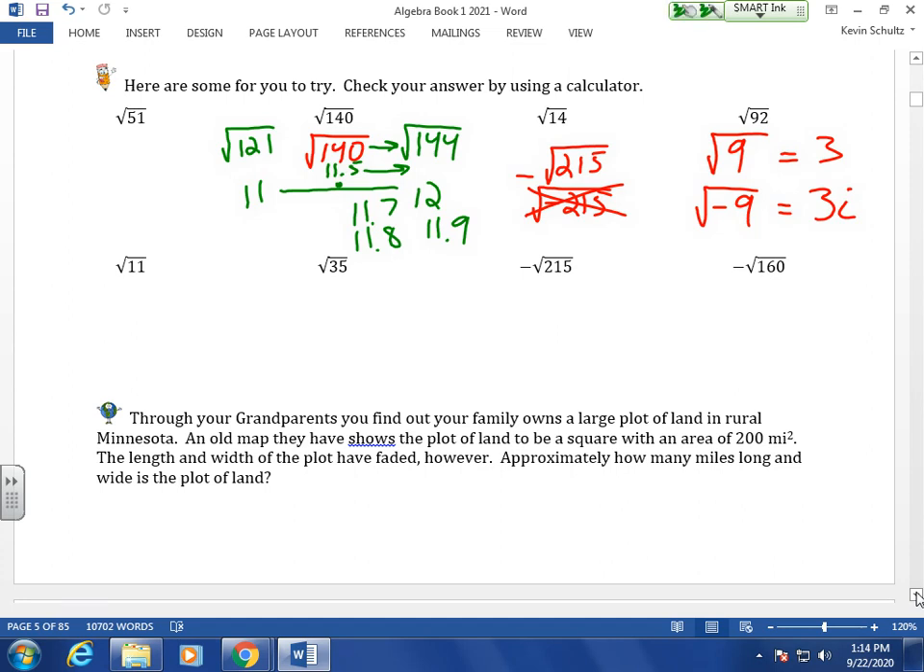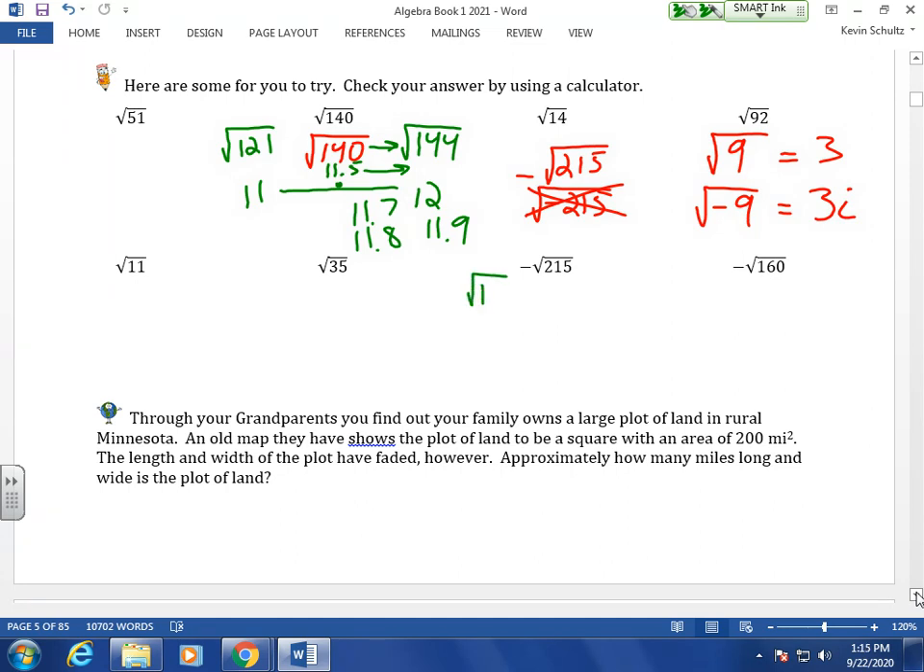But my point here with the negative root of 215 is you can essentially ignore the negative sign, do the work, and then stick the negative sign back on your answer when you're all done. And that's okay.